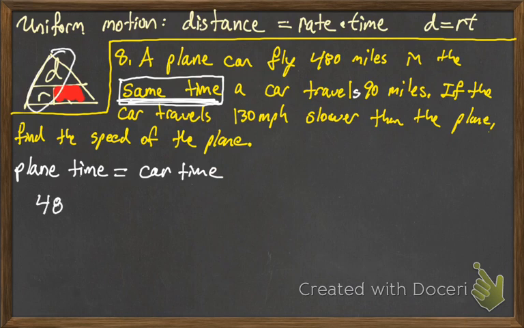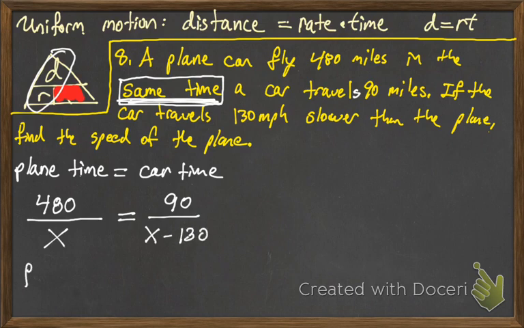Okay, plane distance is 480, and its speed, we don't know, we can call it x, that's fine. Car is distance of 90, and its speed is 130 miles per hour slower, so that's going to be x minus 130. There's an alternative to this. You could also say that you call the car's speed x, then the plane would be 130 miles per hour faster, and you get x plus 130 over here. And those would be your denominators. It'll work out the same, and you'll get the same answer. I'm going to stick to the one that I have going here.